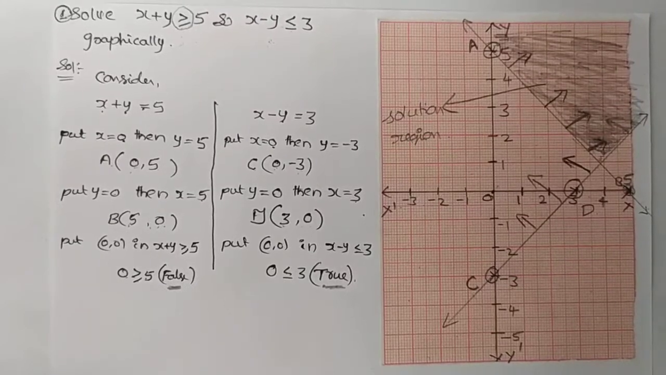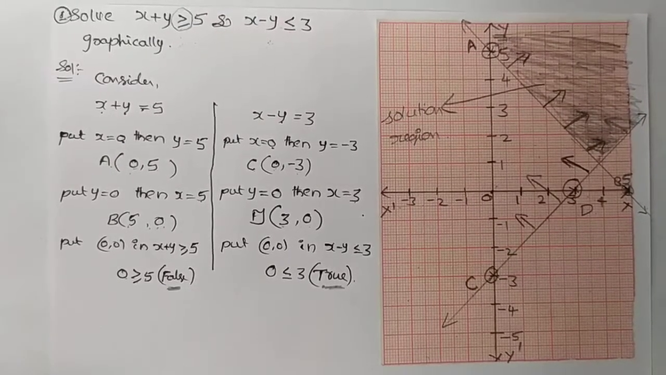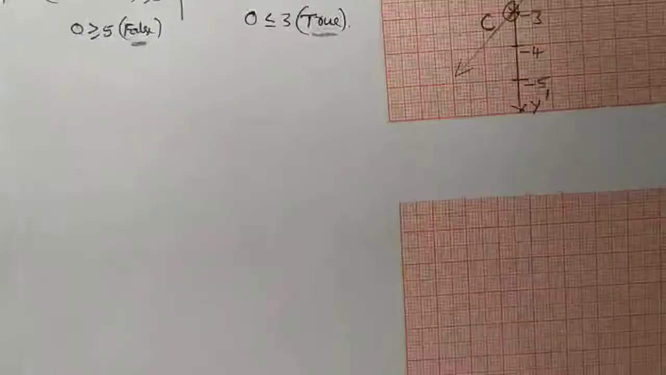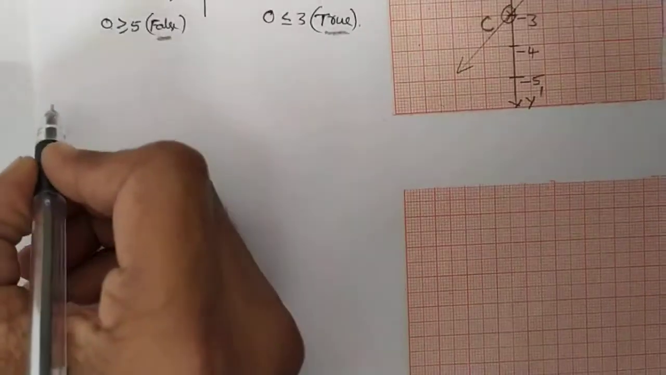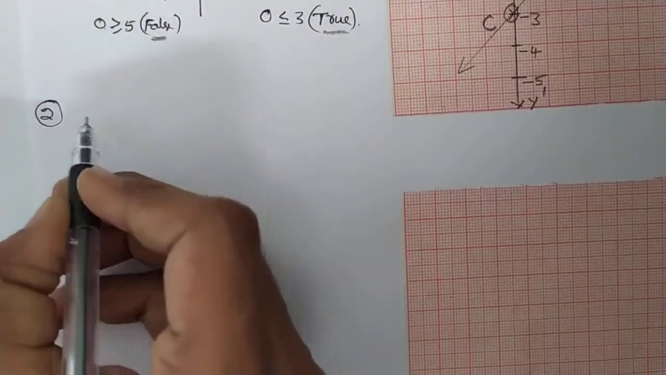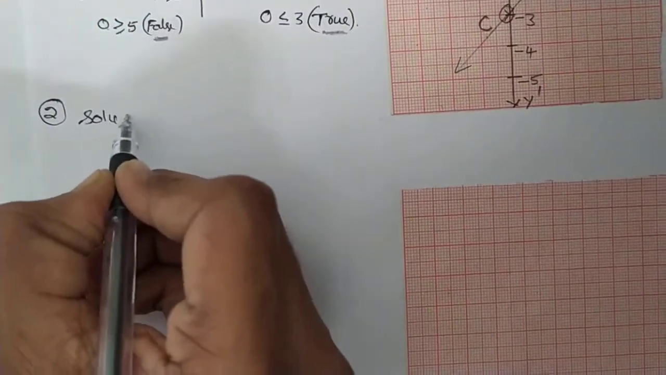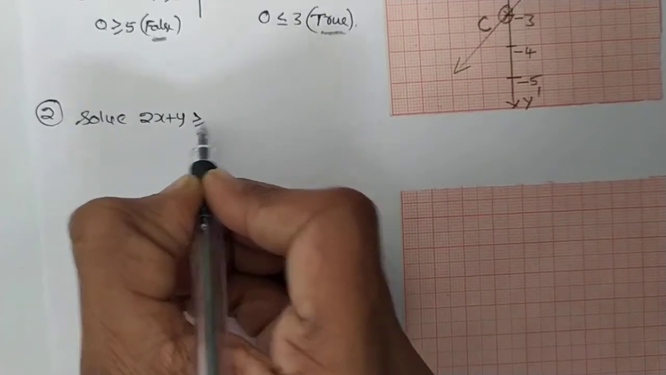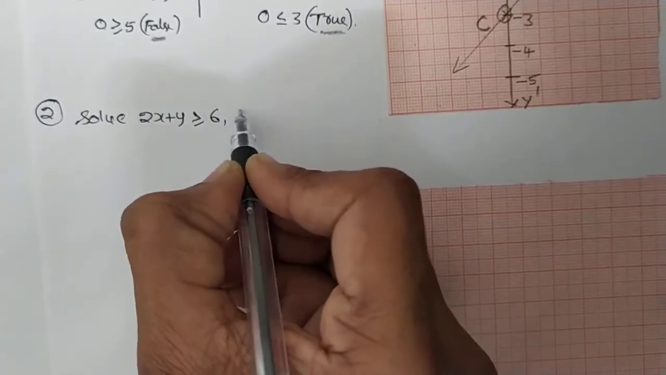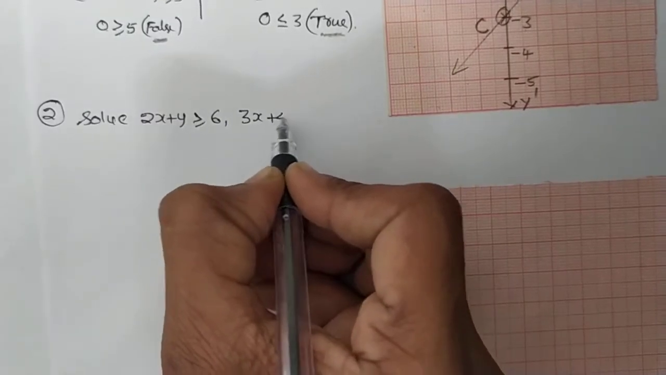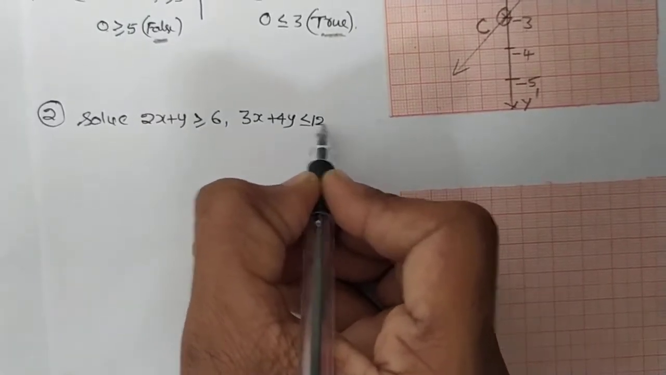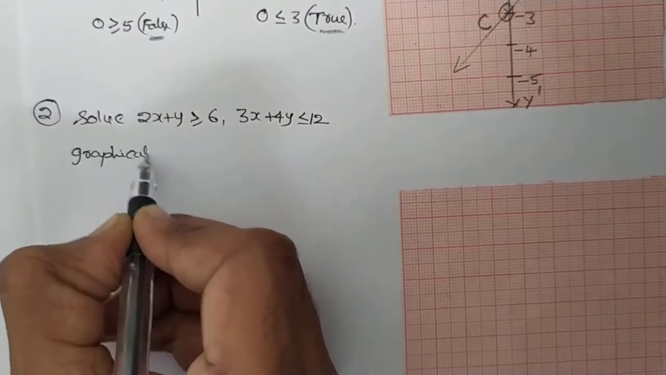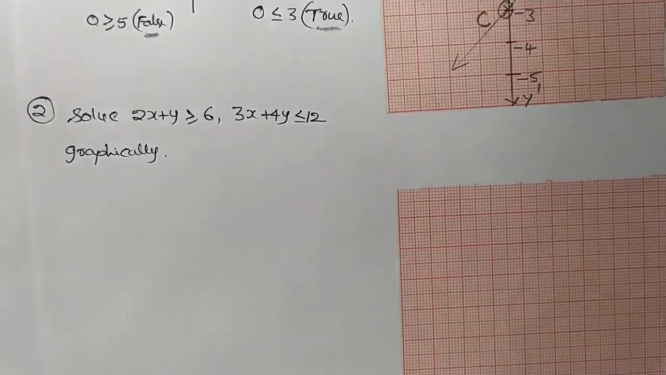Now let us move on to the next question. If you want to take a screenshot, you can take it. Now let us move on to the second question. Solve 2x plus y is greater than or equal to 6 and 3x plus 4y is less than or equal to 12 graphically.